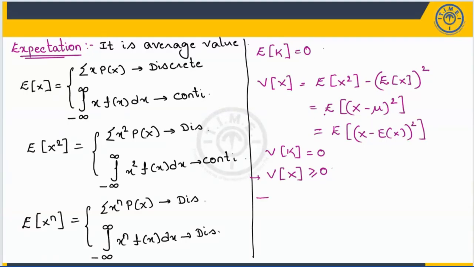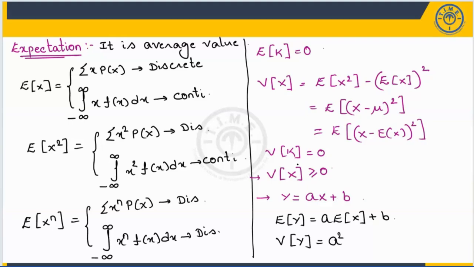Now, if I have two random variables, x and y, then the expected value of y is given by a into expected value of x plus b. And the variance of y is a square into variance of x. Right, so these are the things we have in random variables.